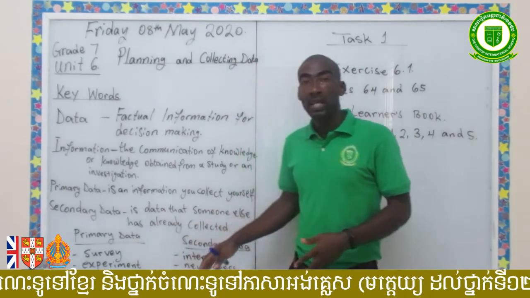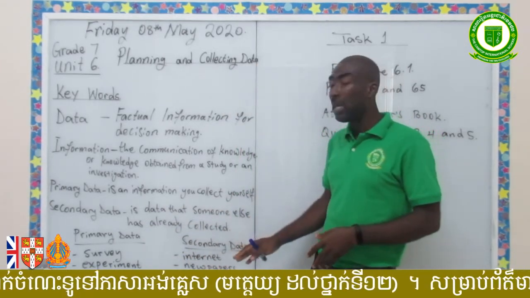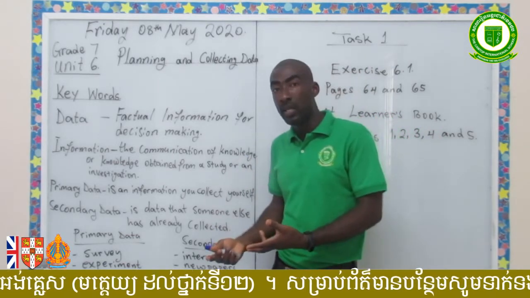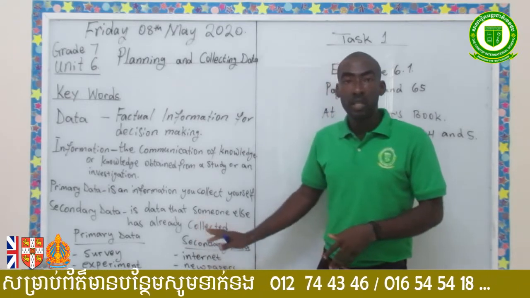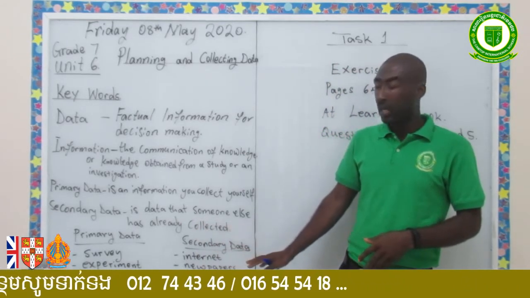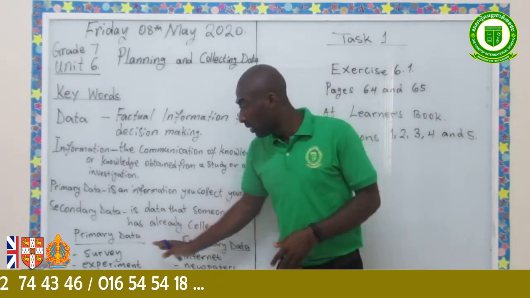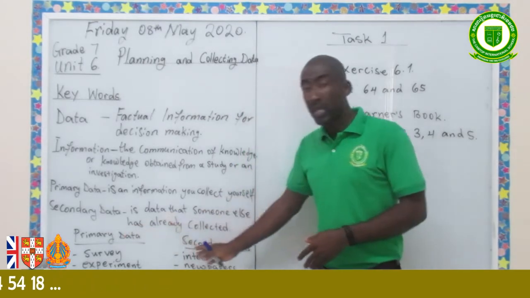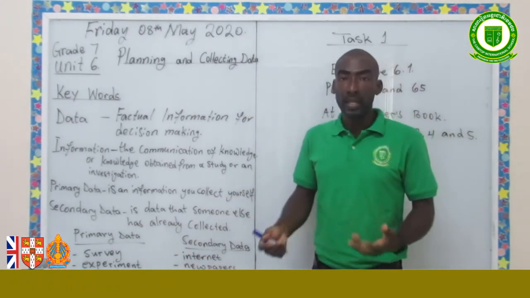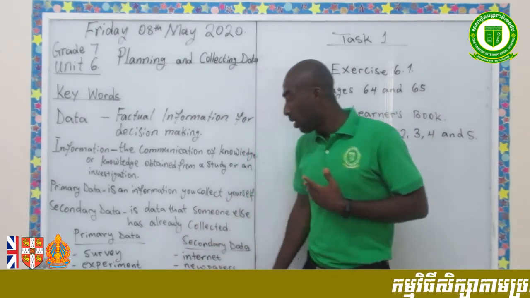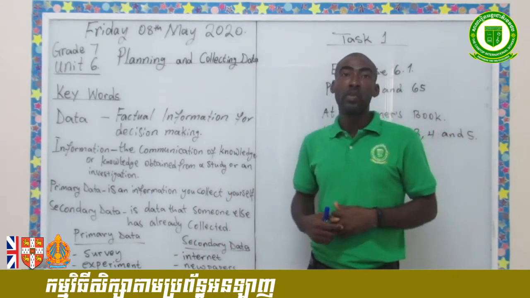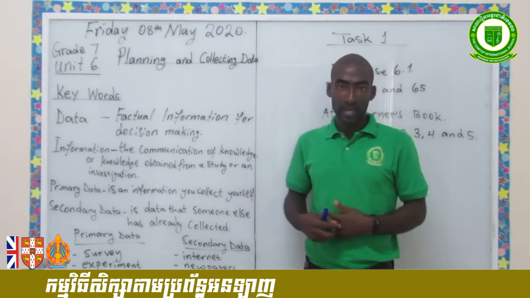If you require that you have to use secondary data for your decision making, then you have to fall on the internet, newspapers and books. So these are the two different ways that you can collect data: either by primary, doing it by yourself, or secondary, falling on someone's work done already.